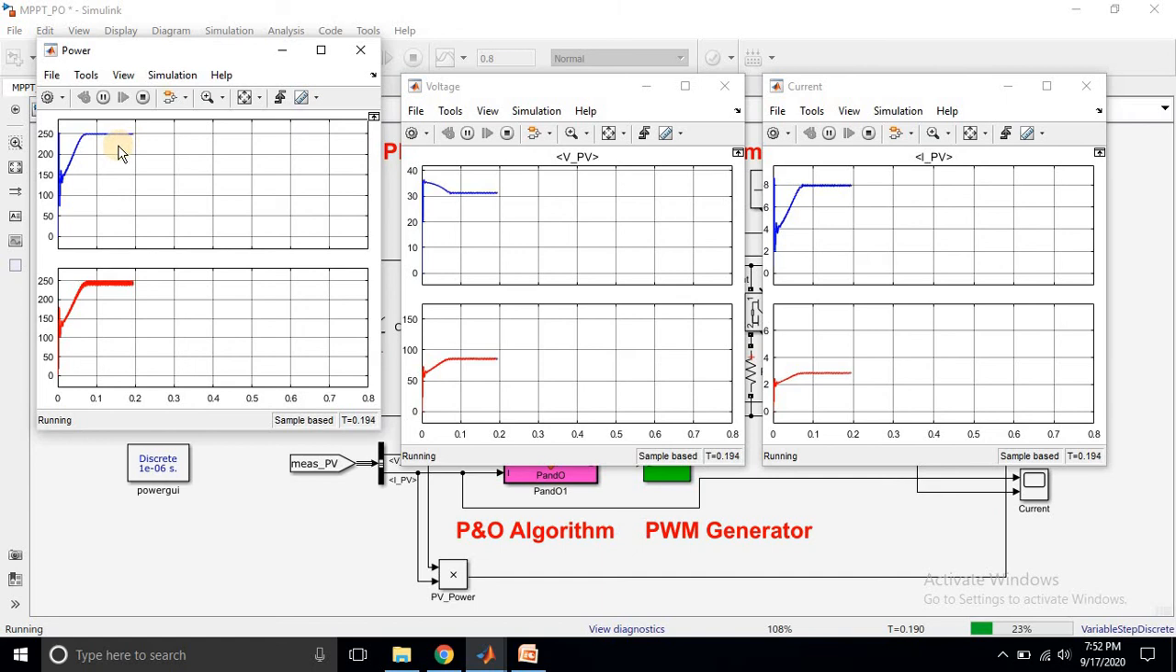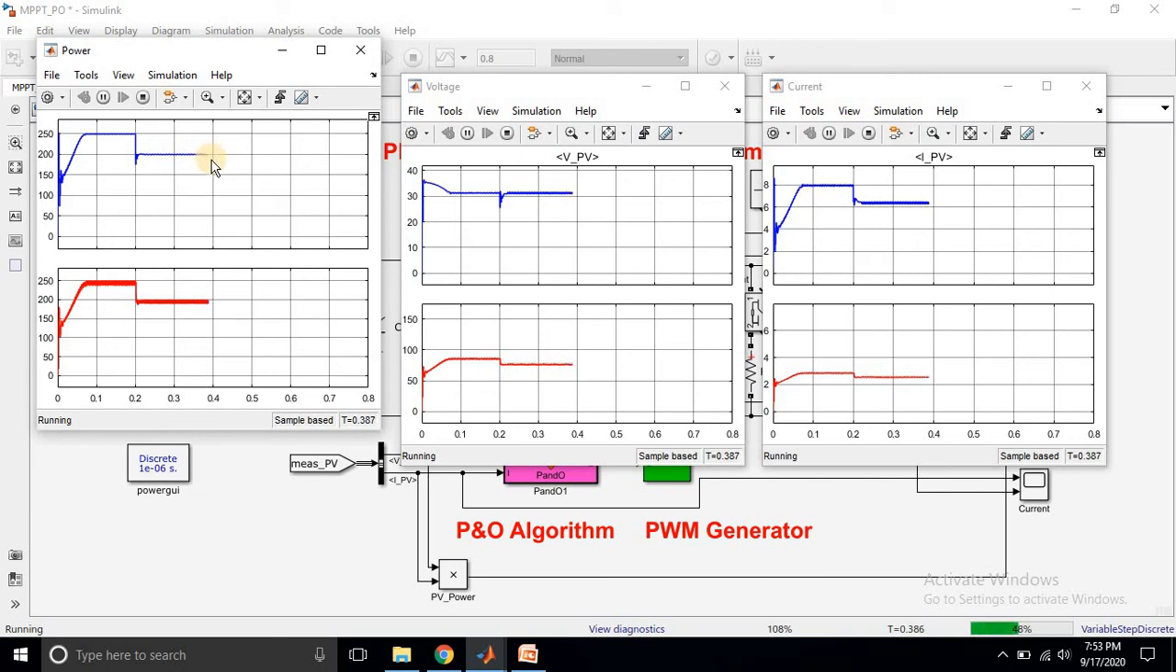After 0.2 seconds the irradiation changes to 800. Already at the start of the video we discussed the I-V and P-V characteristics. When the irradiation is around 800 watts per meter square, the maximum power will be 200 watts. So that power is also extracted from the PV panel because of the P&O algorithm.